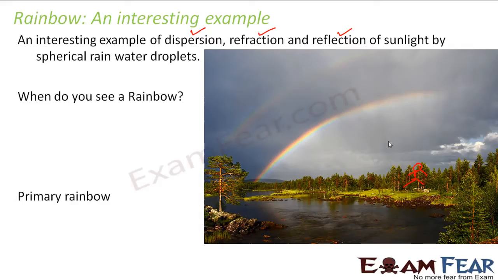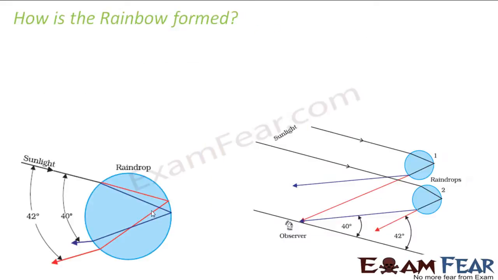Now there are two types of rainbow. One is called a primary rainbow, the other one is a secondary rainbow. Both of them look like the normal rainbow which you would have seen in the sky. The difference between a primary rainbow and secondary rainbow is because of the difference in their formation. Because of the difference in the way they are formed, they are named as primary rainbow and secondary rainbow. So now we will look at how the rainbow is formed.